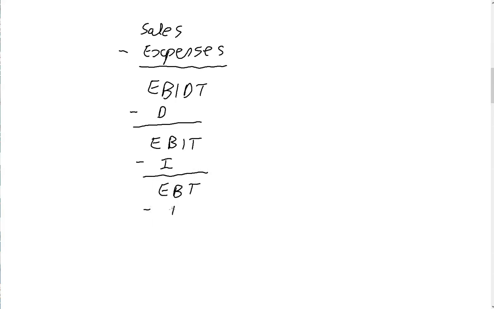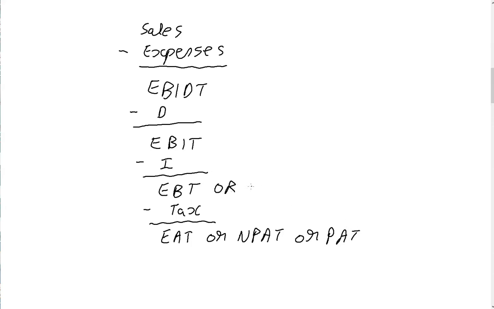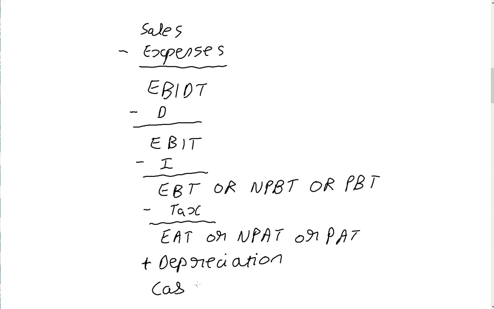Then we subtract tax. We end up with earnings after tax, or net profit after tax, or simply profit after tax. Similarly, this can be net profit before tax or profit before tax, all the same. Now we add back depreciation and we get cash flow.